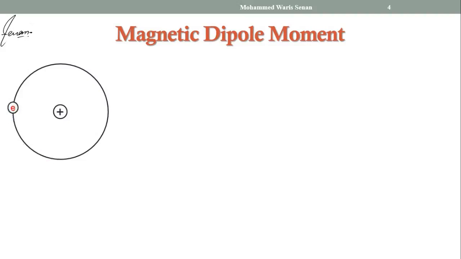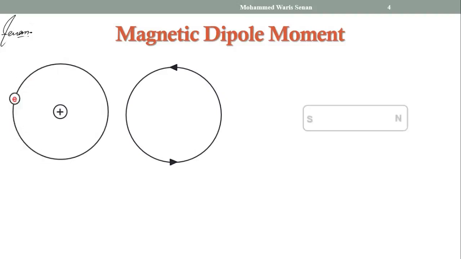So we can say that this motion of the electron is equivalent to a loop of current, and that current will be flowing opposite to the direction of motion of the electron. Here the direction of motion of the electron is clockwise, so the direction of current will be anti-clockwise. Now we will find, due to this loop of current, what will be the direction of the magnetic field and where our north pole and south pole exist.